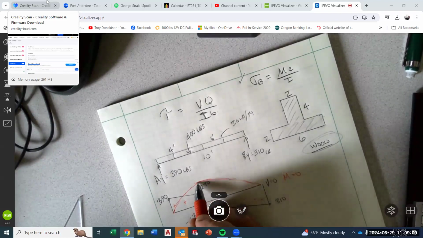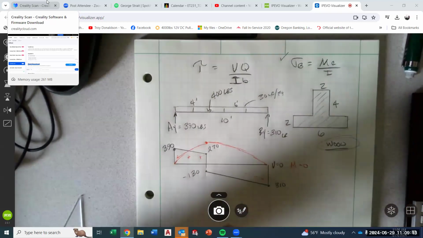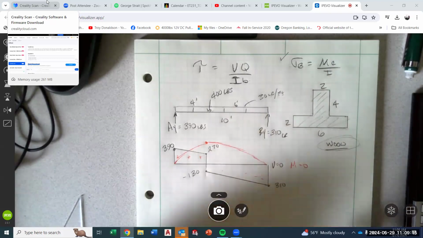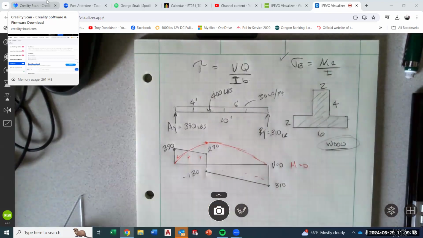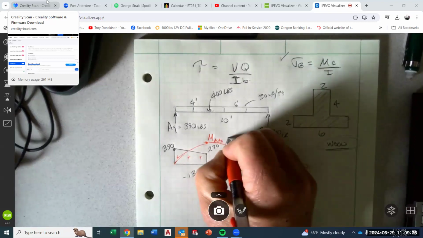And since there's a kind of a spike in there right here, it's not a smooth transition. It's got a little pointy thing in there. So that's superimposing the moment diagram onto the shear diagram, giving you M max.